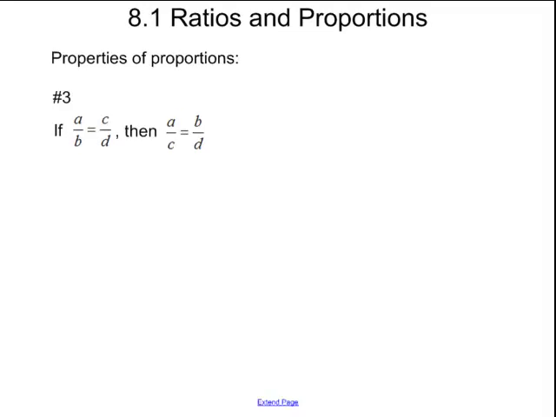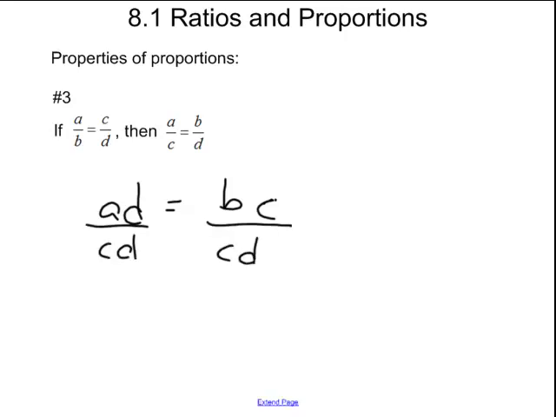The third one, if A over B is equal to C over D, then A over C is equal to B over D. Maybe I will prove this one pretty quickly. Remember, by the cross product property, I know that if A over B is C over D, then AD is equal to BC. Now I can divide both of these terms by CD, so I'm going to divide this term by CD and this term by CD. I guess this is only true if neither of those terms are equal to 0.